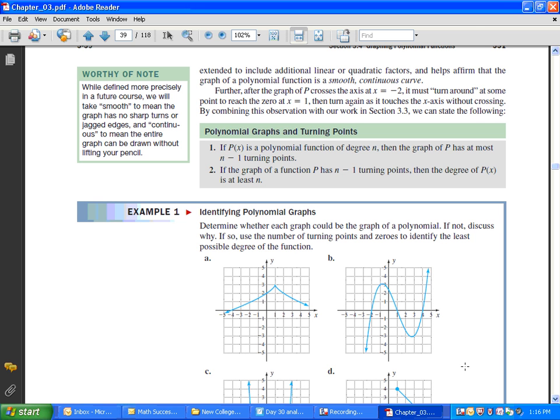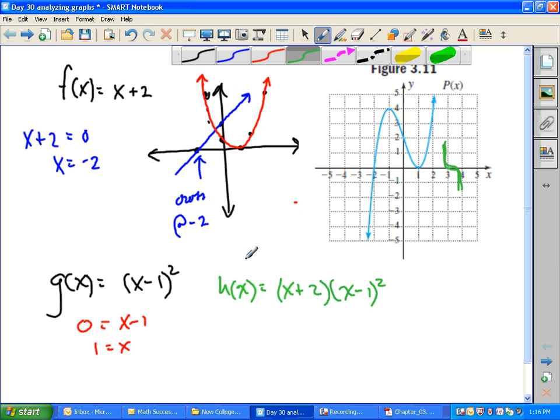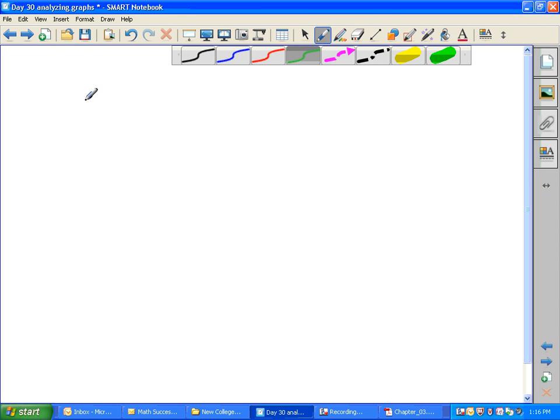Polynomial graphs and turning points. Let me copy this. If p of x is a polynomial function of degree n, then the graph has at most n minus 1 turning points. If the graph of the function P has n minus 1 turning points, then the degree of P of x must be at least n. So let's get a new page here.